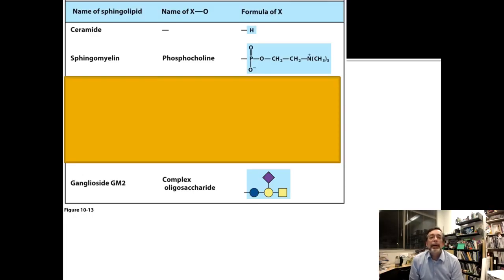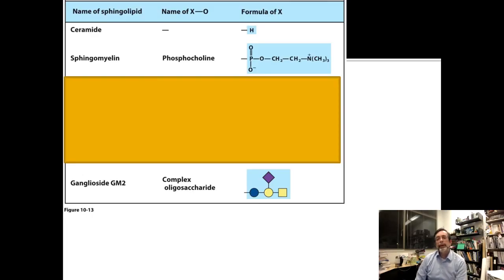And then there's sphingomyelin, which you might have heard of in other classes. This is our old friend phosphocholine. So if you have a sphingolipid with a phosphocholine, that has a special name called sphingomyelin. It's actually a very important lipid in the body and in some diseases.